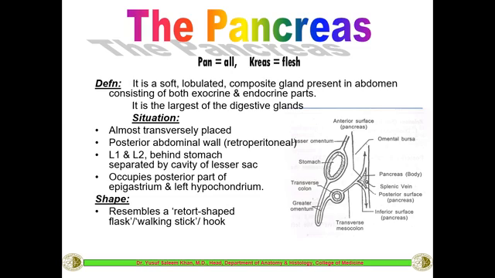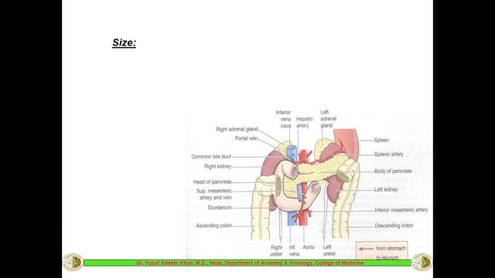If you see the shape, it resembles a retort shape, or it looks like a flask, or a walking stick, or a hook. If you can see here, this looks like the walking stick or hook, or retort shape, all of those.